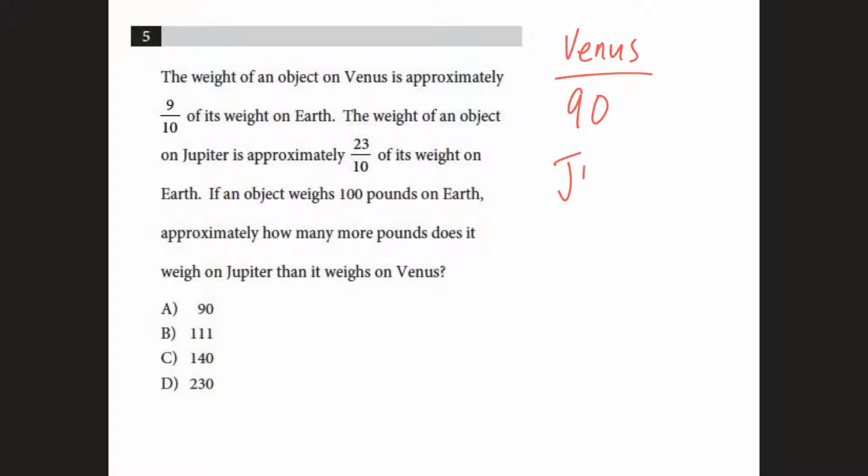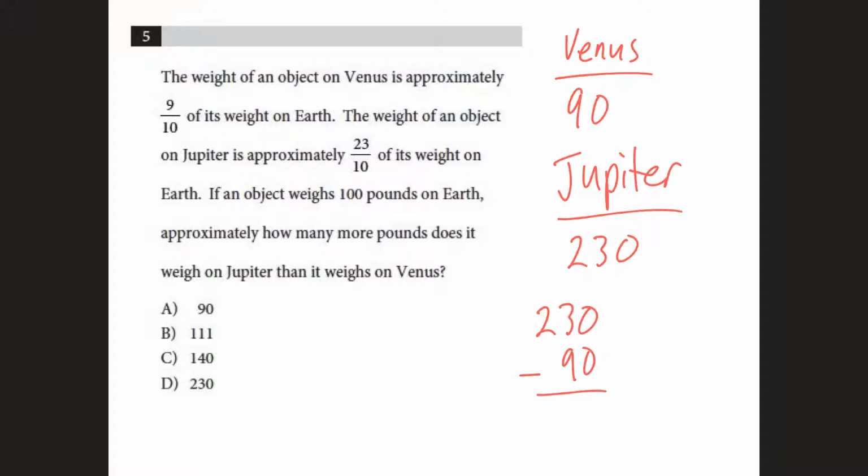Jupiter, it weighs 23/10. Well, 23/10 is 2 3/10. So 2 3/10 of 100 is 230. And we're wanting to know approximately how many more pounds it weighs on Jupiter than on Venus. Well, here we're just going to subtract 230 minus 90. We're going to get 140. So it weighs 140 pounds more on Jupiter.